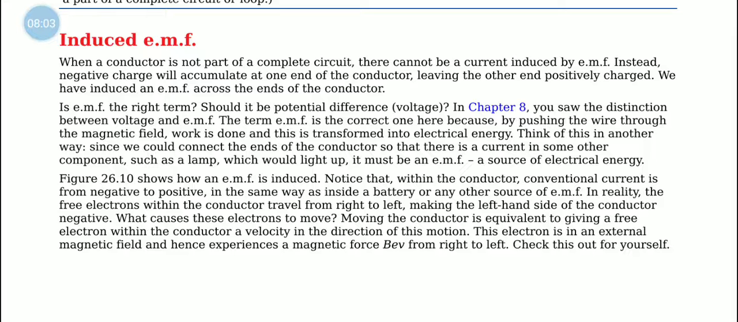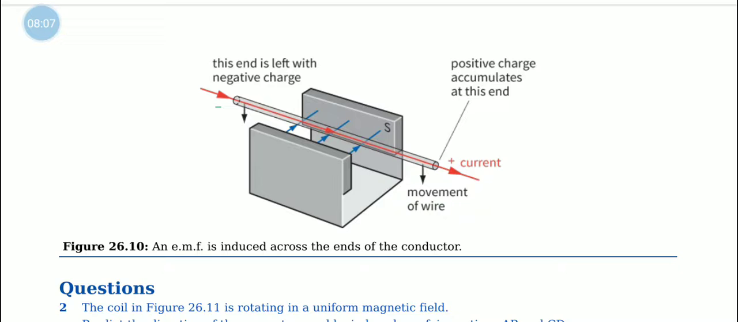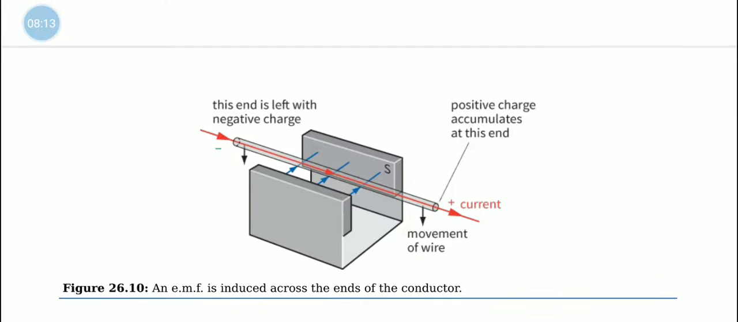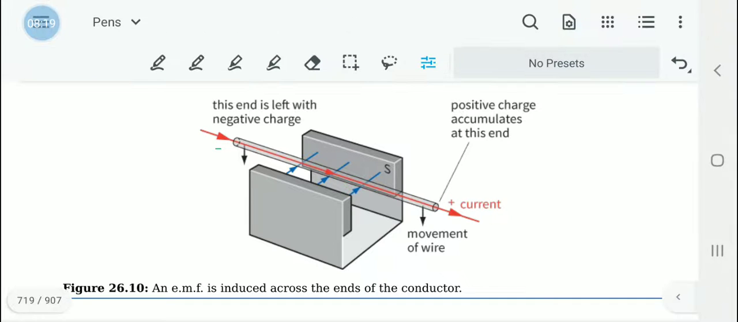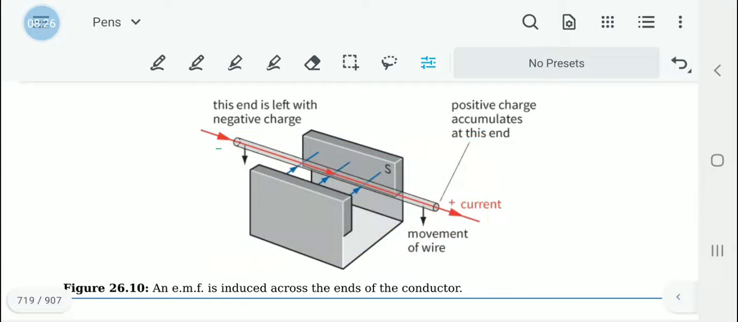Now we go to this diagram, how we induce the EMF across the ends of the conductor. When there is a wire, this conductor, when it is placed in this magnetic field and when it is moved, what happens is, now it is not connected into a circuit.